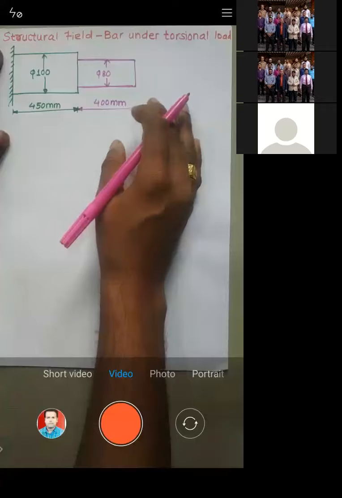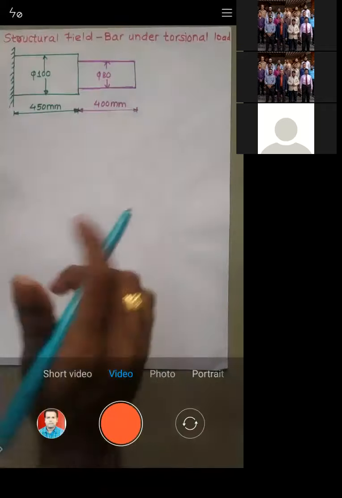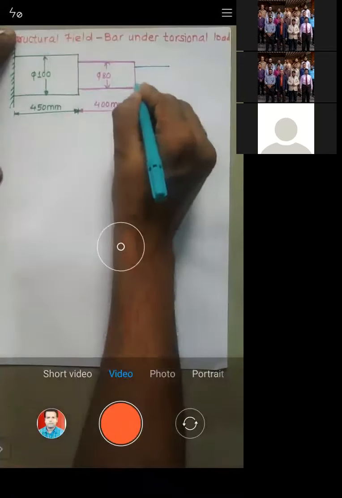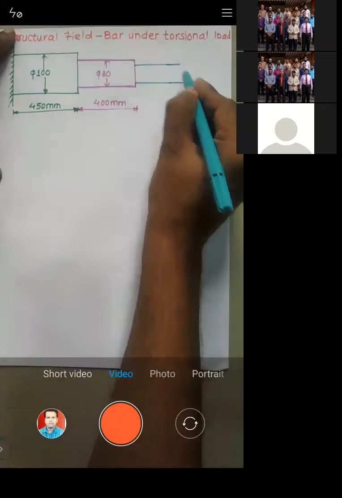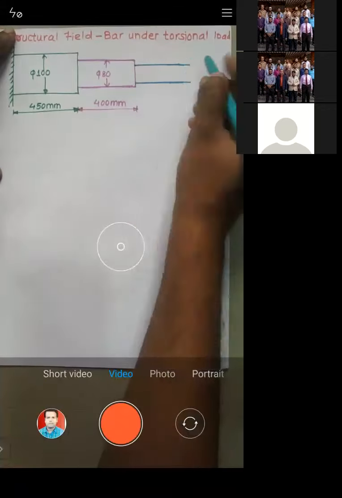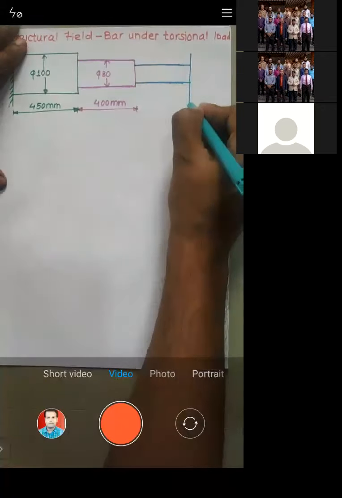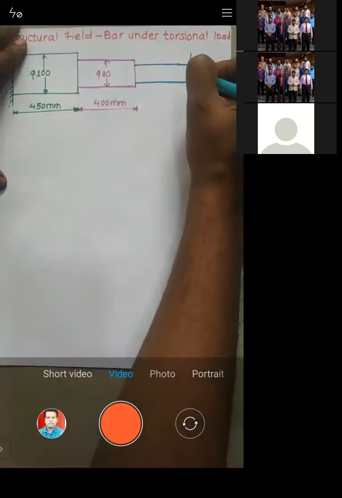Right. Now to this particular bar, they have attached one more bar. This is one more bar which they have attached. And further, that bar is connected to a fixed support.